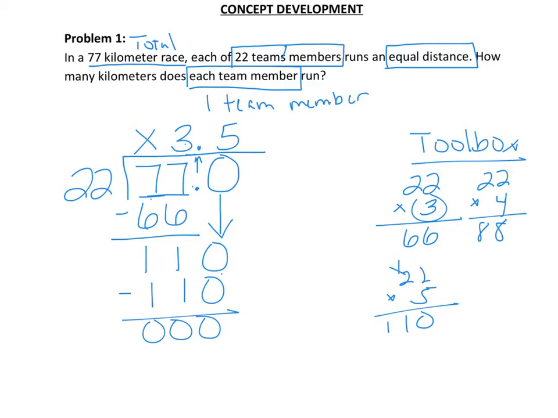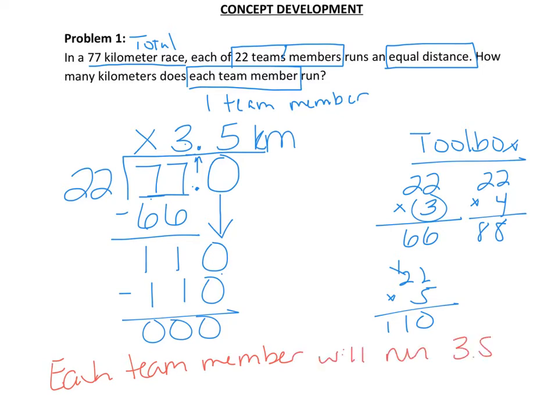So I go back to my question. How many kilometers does each team member run? 3.5 kilometers. Now we're going to write our answer statement. So each team member will run 3.5 kilometers during the race. Make sure you showed all the work.